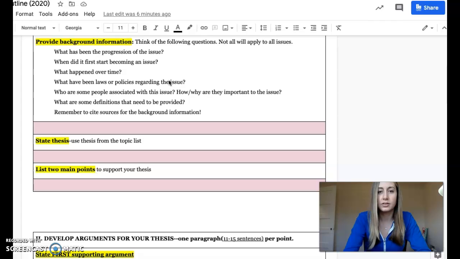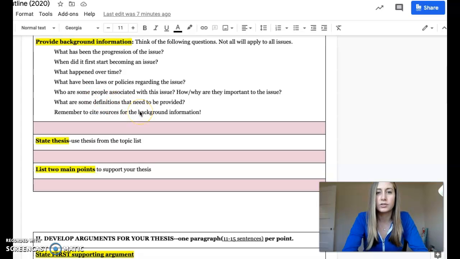So have there been laws in the past? Have laws changed at all? Who are some people associated with the issue? How are they important? So what sorts of people have been associated? Are there any big names that stand out with this issue? Are there any definitions? If there's some terms that people might not know just off the top of their head, you can use this time to throw in some definitions of specific word choices that people need to understand.